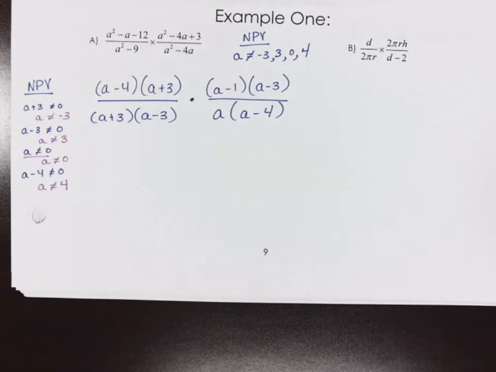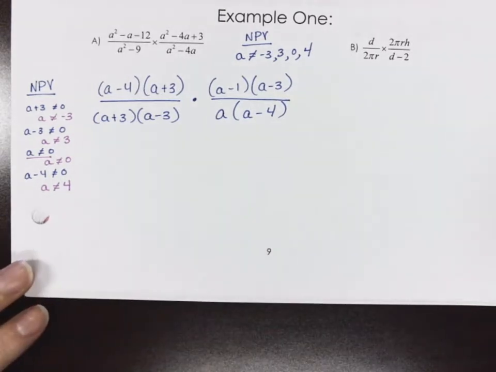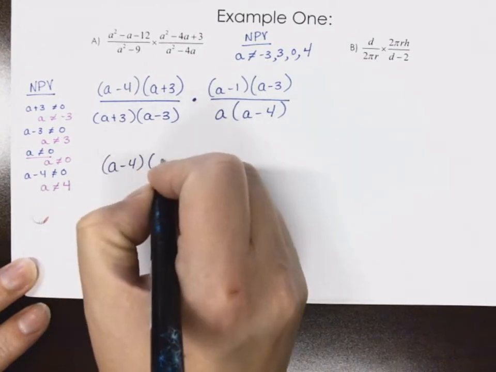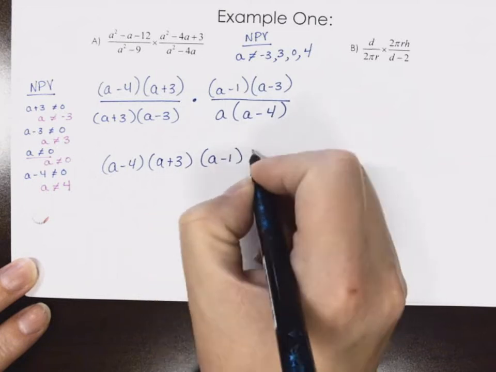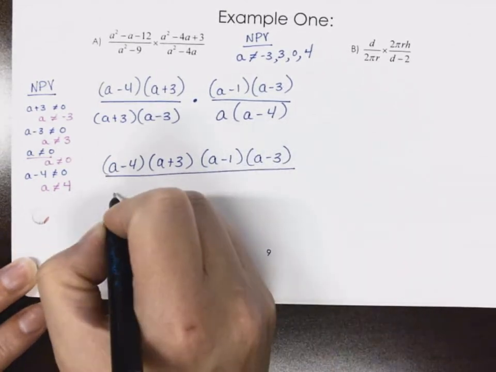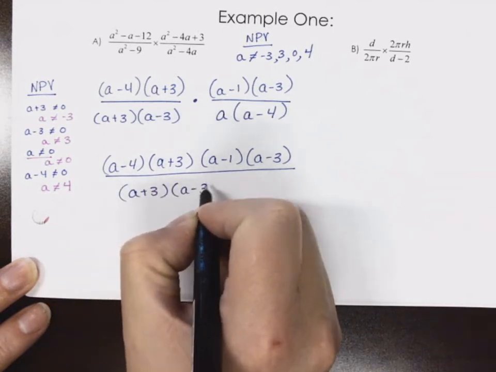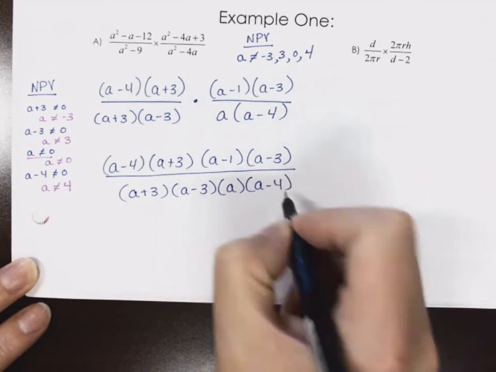Step 3, simplify, or we're going to combine, so multiplying. But what did I say? I said don't multiply them through. So this would just be a minus 4 times a plus 3 times a minus 1, a minus 3 over a plus 3, a minus 3, a, and a minus 4.